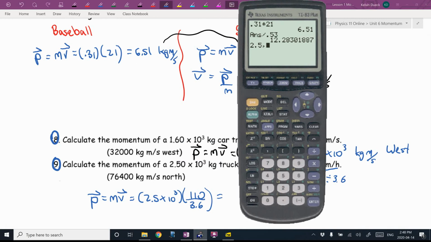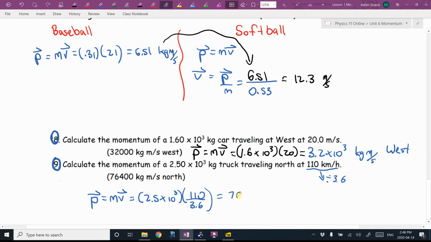2.5, scientific notation button, 3. Oh, the scientific notation button didn't go. Scientific notation button, 3 times 110 divided by 3.6. And I get a magnitude of 76,400 kilogram meters per second. And the direction would be the same as the velocity, north.